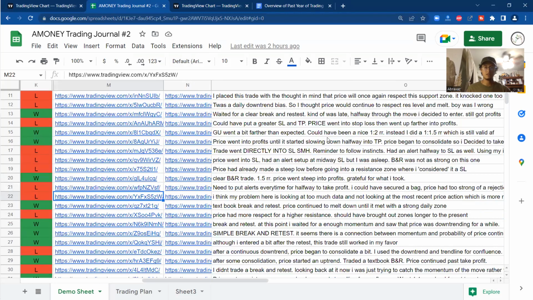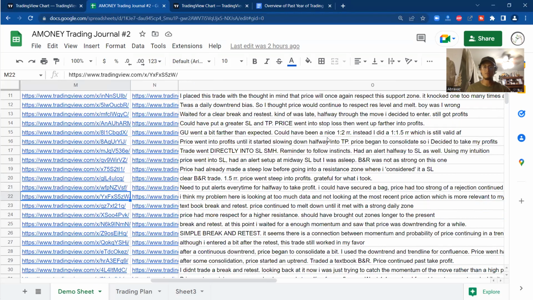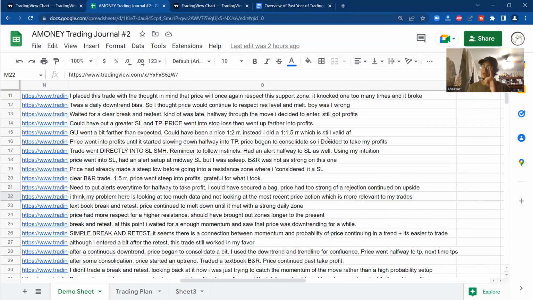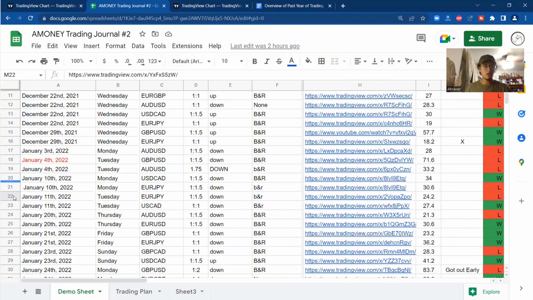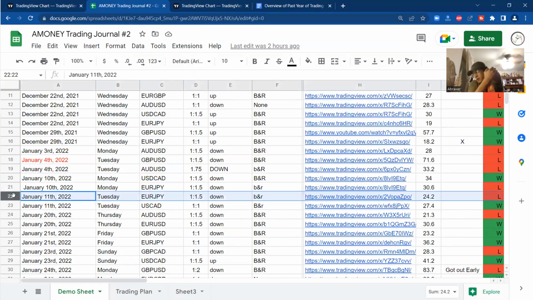I think my problem here is looking at too much data and not looking at the most recent price action, which is more relevant to my trades. Interesting take. And that's what I was thinking about earlier, because I wasn't recording, is how much of this information is relevant, right? Am I just going to pay attention to the daily bias? No, I got to pay attention in confluence.